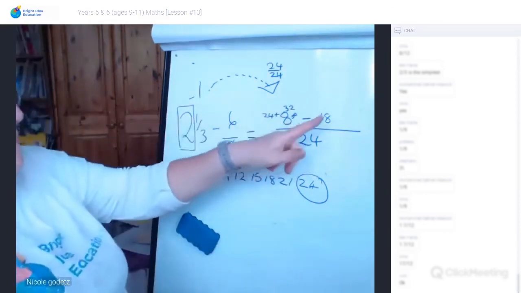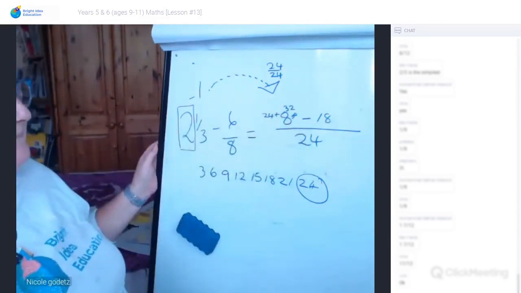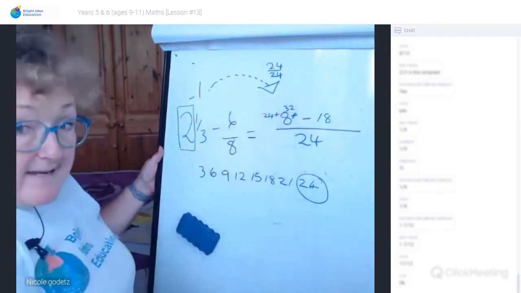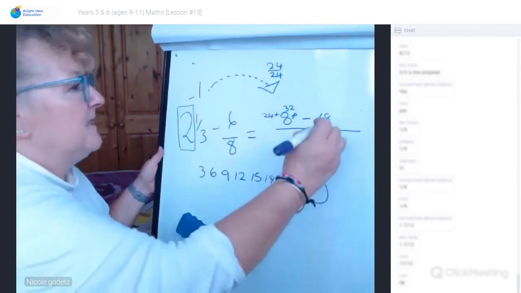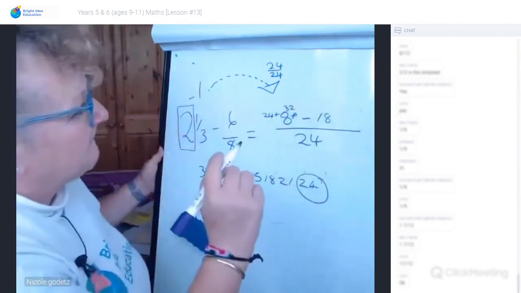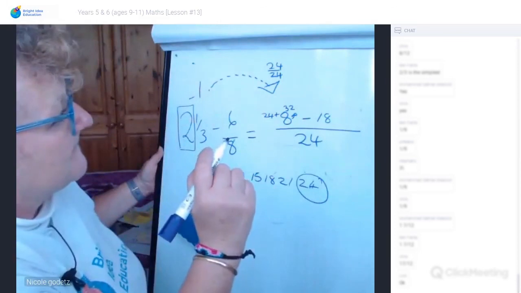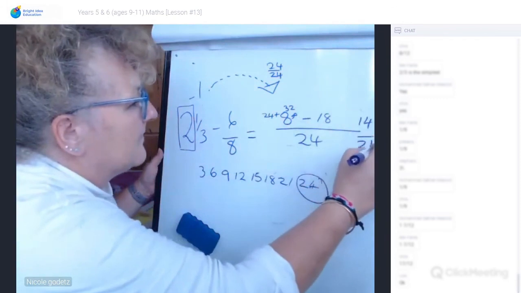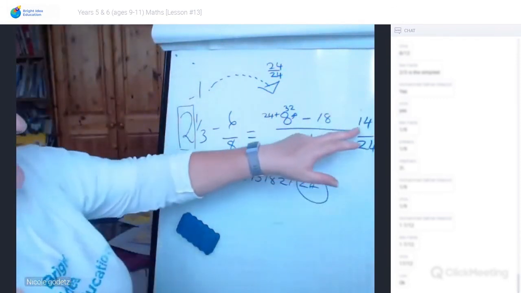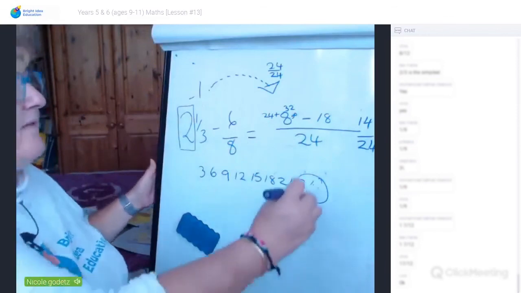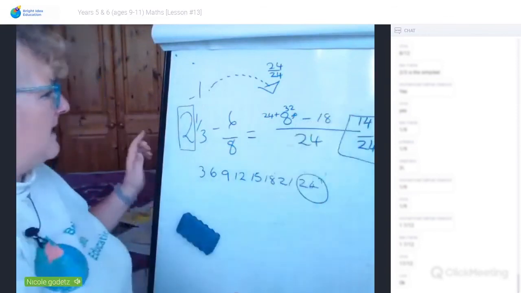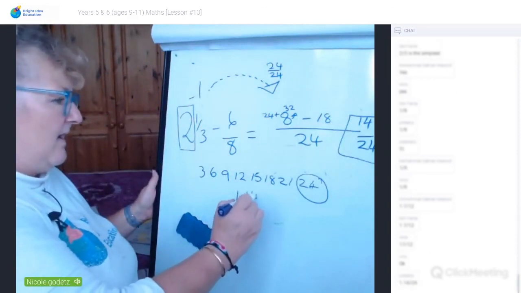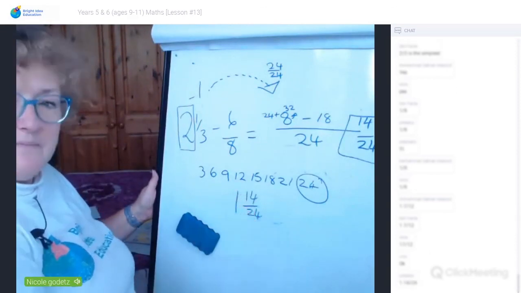Now I can say 32 take away 18. I will take away 10 is 22, take away 8. You got it? 14. Let's just double check. 18 and 4 is 22, 32. So I've got 14 24ths left over there, but I've still got one whole one. So the answer is one whole one and 14 24ths.